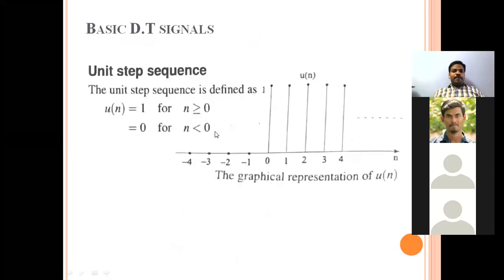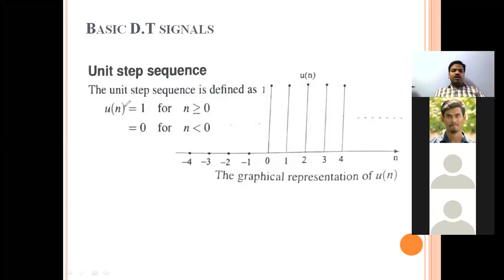Now see here, basic discrete time signals. Already we have seen basic continuous time signals: unit step signal or unit step function, unit parabolic function, unit ramp function, unit impulse signal. We have seen all these signals in the case of continuous time signals. Now again, in discrete time signals you are going to define the same signals, but the representation is different. I am going to explain the basic important difference between the unit step signal in the continuous case and in the discrete time case.